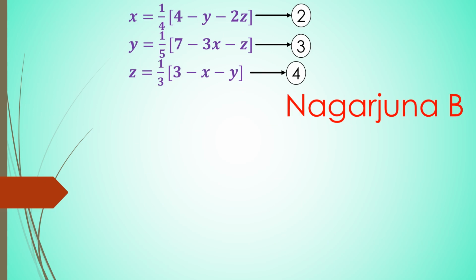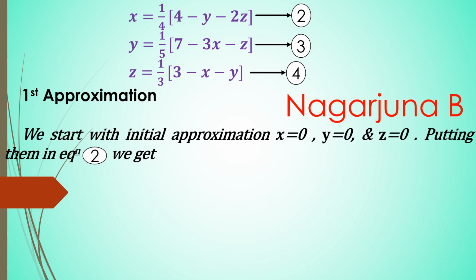First approximation. Since the values of x, y, z have not been given, we consider x is equal to 0, y is equal to 0 and z is equal to 0 as the initial approximation. So we start with the initial approximation: x is equal to 0, y is equal to 0 and z is equal to 0.